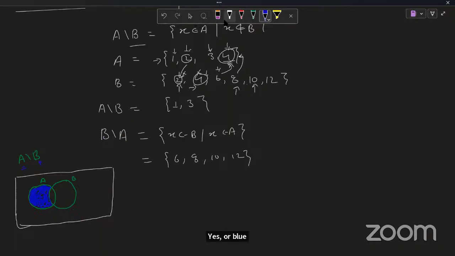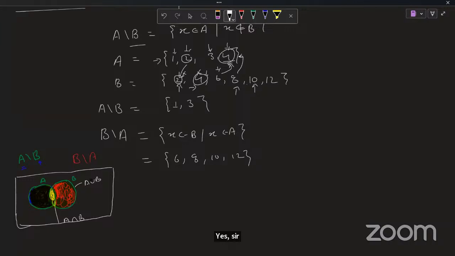Now, what do you mean by B difference A? Are you able to see this red color? So what will be my B difference A? This one, except A intersection B. And this part is my A intersection B. And this whole thing is my A union B. This whole thing is my A union B. Understood? Got the idea?